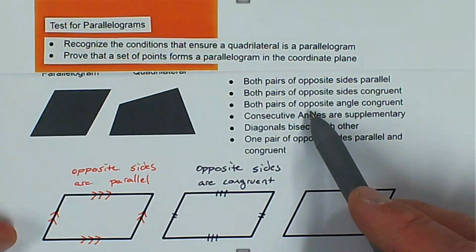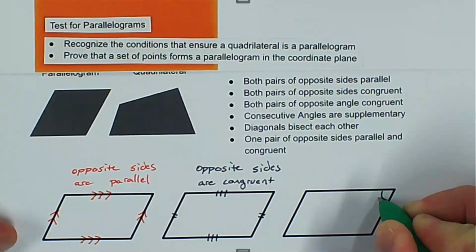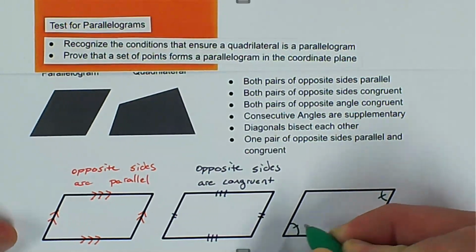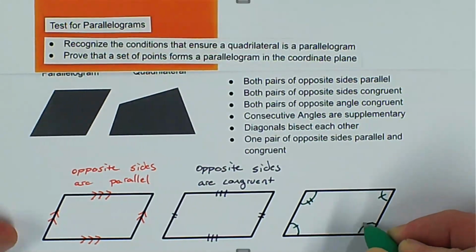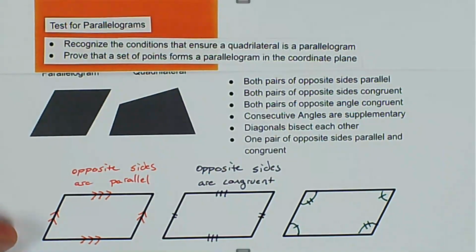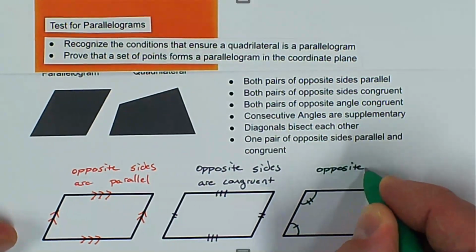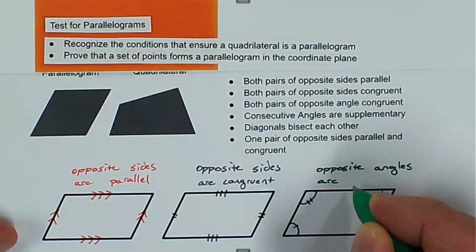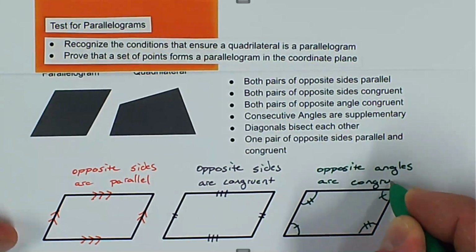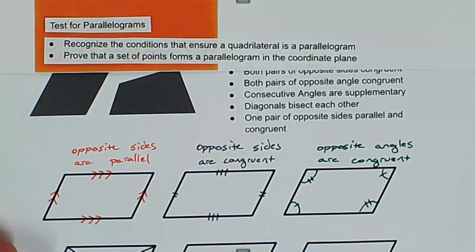Next one, both pairs of opposite angles are congruent, and we simply show that. We could show that this angle is congruent to this angle, and this angle is congruent to that angle. And that would say opposite angles are congruent. We can continue on.